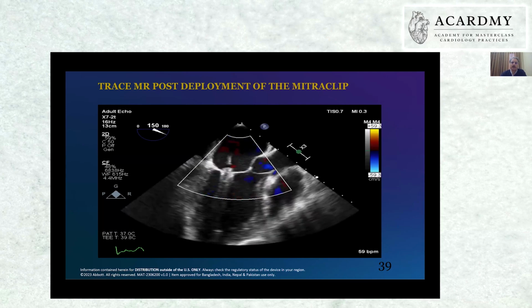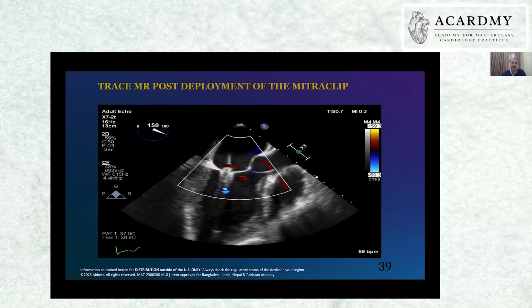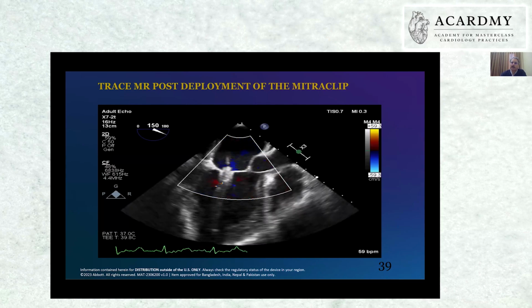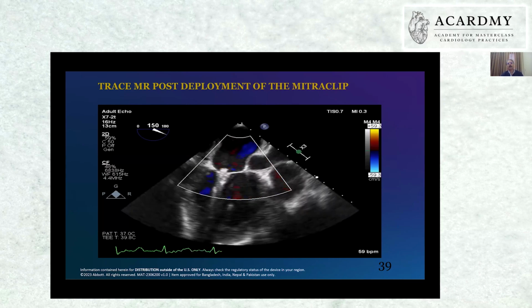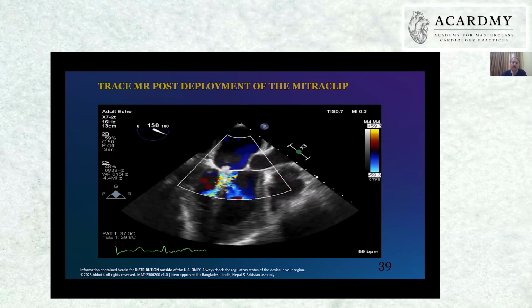So this is a beautiful procedure in select cases, although cost is a bit of a constraint still. Not many people can get it done, but once the patient is highly symptomatic with severe MR and is high risk for any surgery, I think this is the procedure to be attempted.